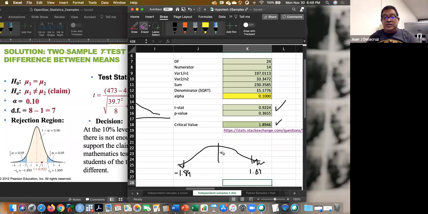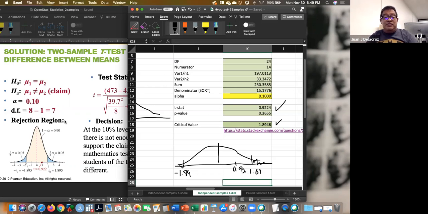So it's going to be somewhere in here, right? So this is 1, this is 0.92, right? Of course, this is outside of the rejection region, therefore we are going to fail to reject. So that is outside of the rejection region, we are going to fail to reject.